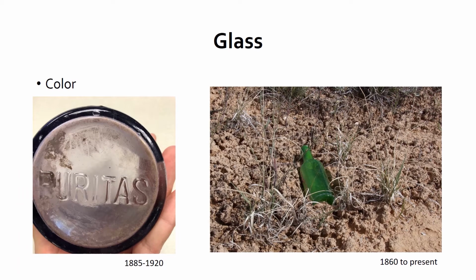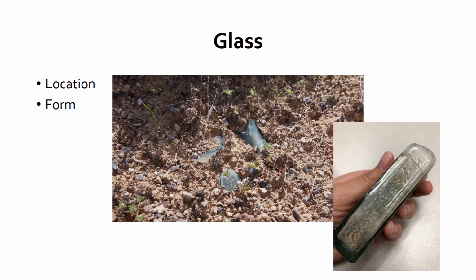We look at the color. This Puritas bottle has a purple tint to it. It was originally a clear bottle, and over time the manganese changed colors within the glass, so it got a purple hue. And then the green bottle on the right was only started being manufactured in 1860. Other clues is the location. If your bottle has lichen or cryptobiotic soil growing out of it, that helps. And also the form. Is that a usual form that you would see for a bottle today?